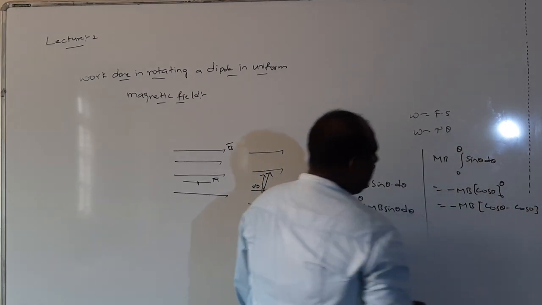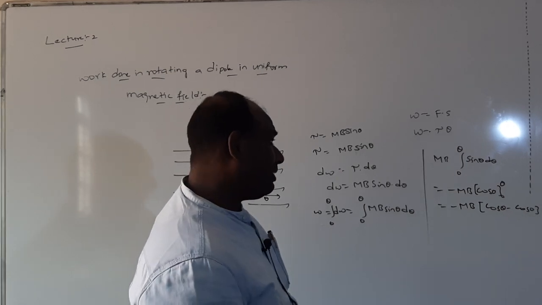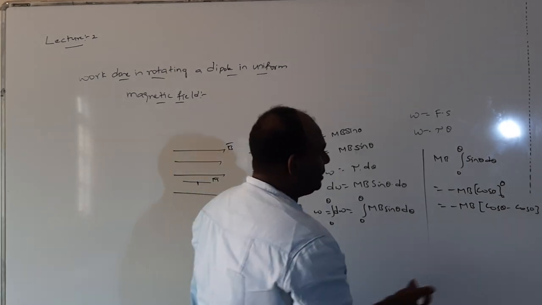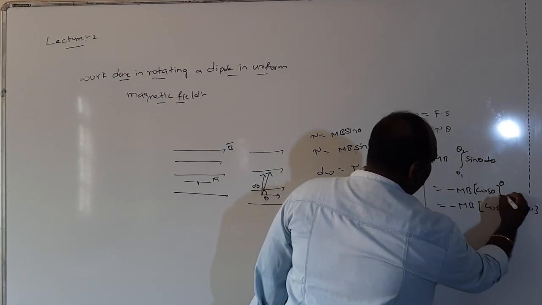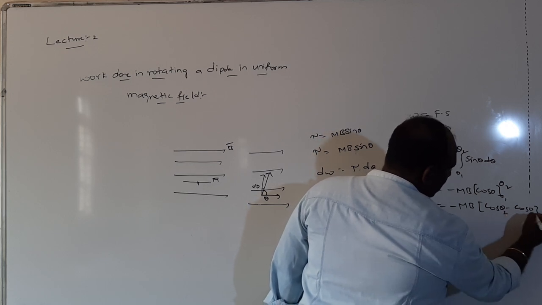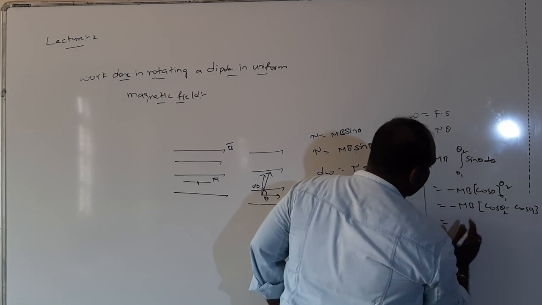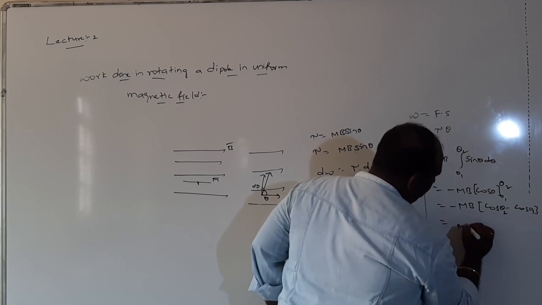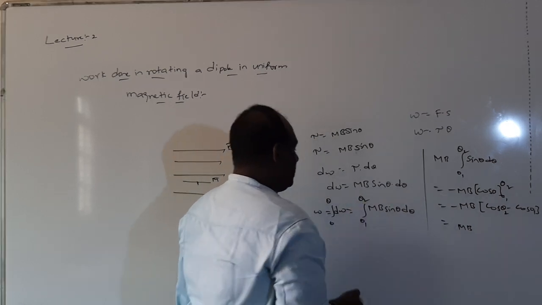Or we can rotate this needle from theta 1 to theta 2 also. Instead of 0 to theta, it is better to go with theta 1 to theta 2. So if I rotate from theta 1 to theta 2, what can we get here? Upper limit theta 2 minus theta 1, here the minus will come. So take this minus inside, MB into... sir, here I am rotating from theta 1 to theta 2.